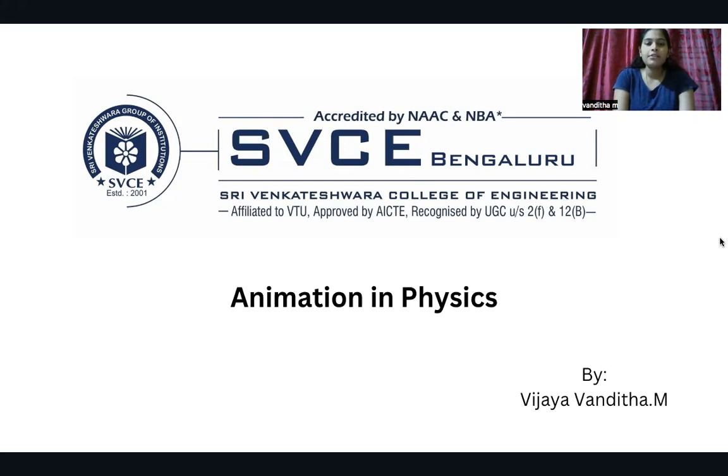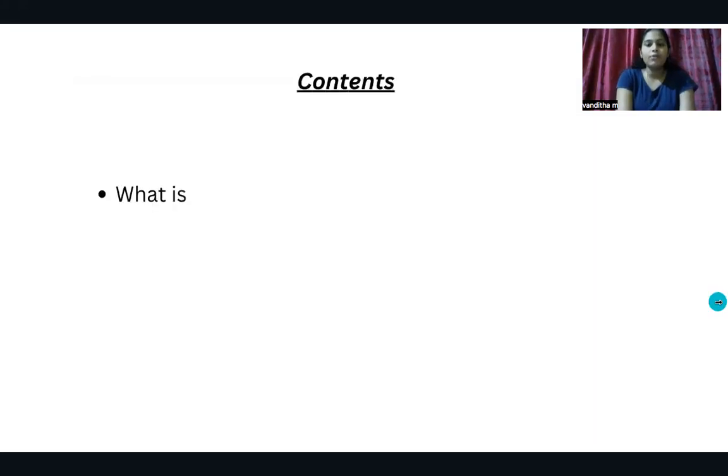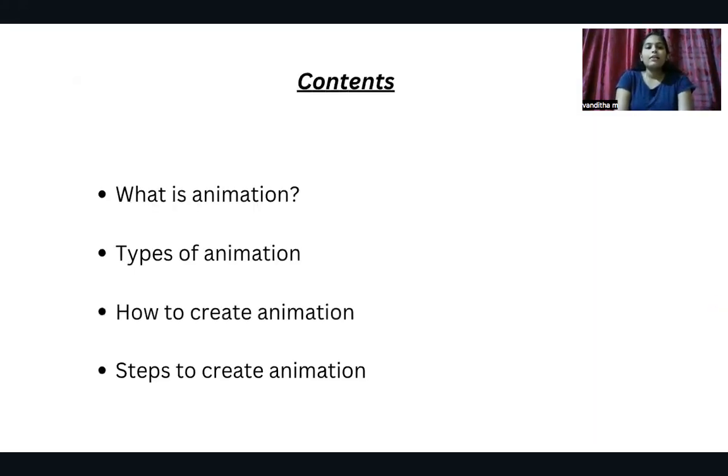I am here to discuss how to animate using physics. Today, let's see the contents for today's video. That is, what is animation? Types of animation. There are 5 types of animation. We'll be discussing each of them in brief. Next, we'll see how to create an animation within 10 steps. And then we'll see the detailed steps to create your own animation and which app we are going to use, etc. Let's start.